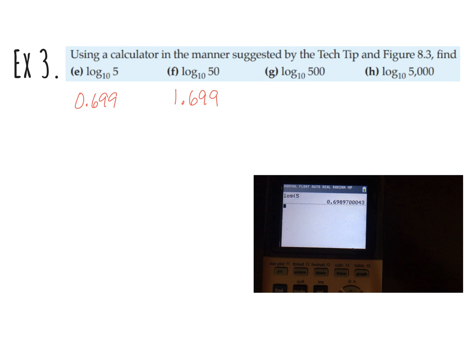Then if I do the log of 500, that comes out to be 2.699. And then if I do the log of 5,000, I have 3.699.